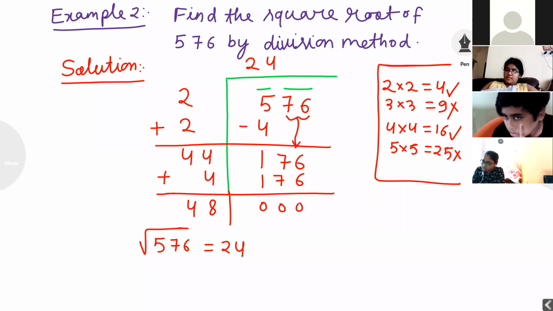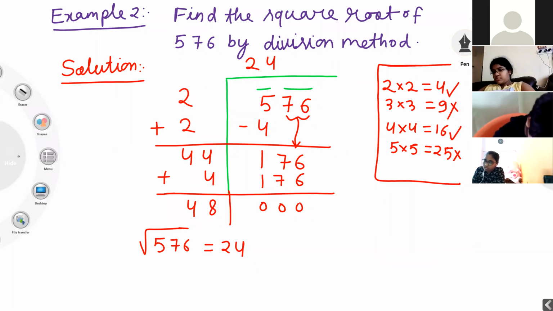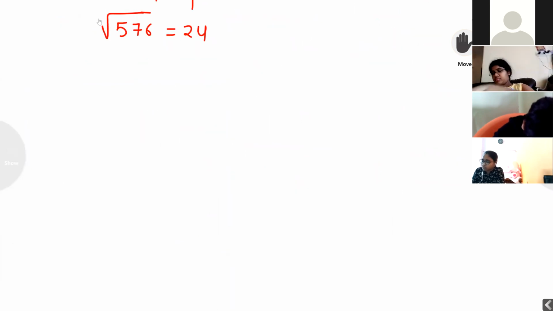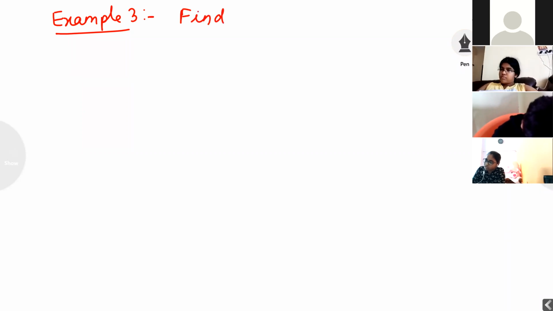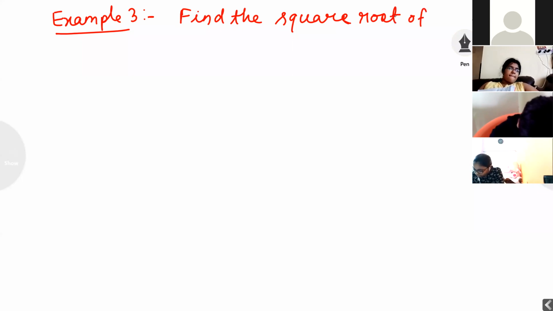Example 3, note down. Find the square root of 0.813604.